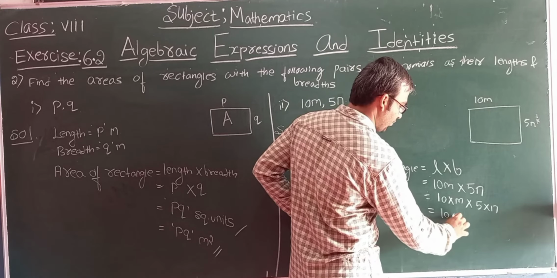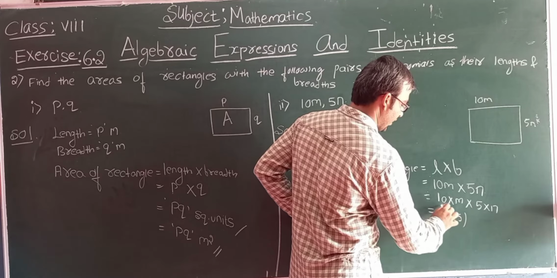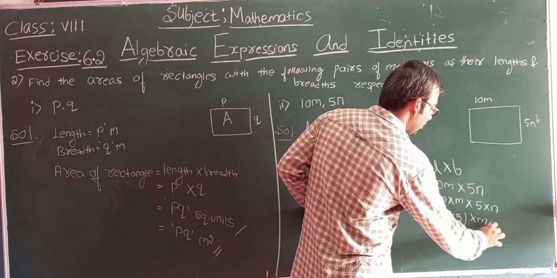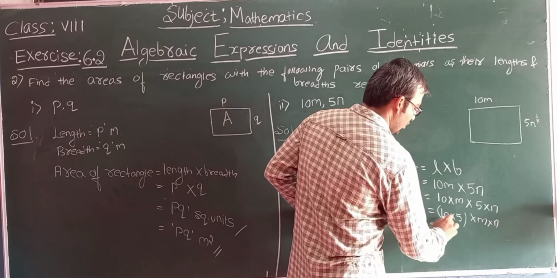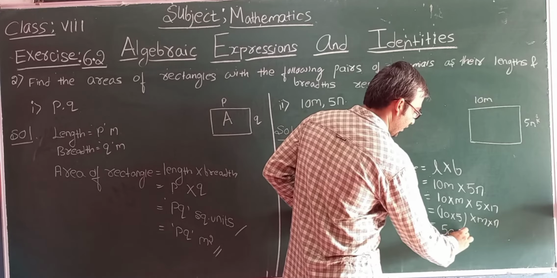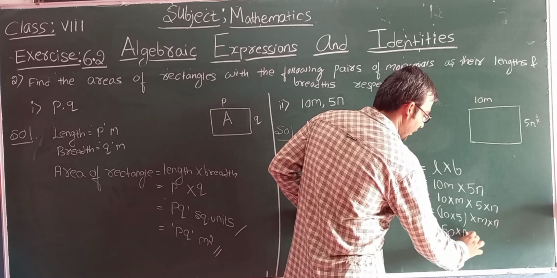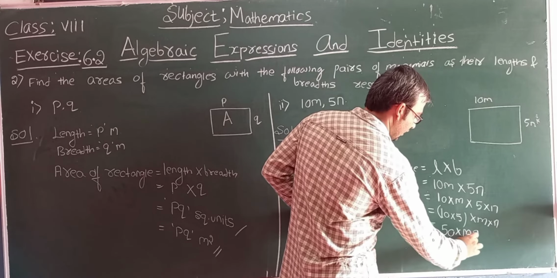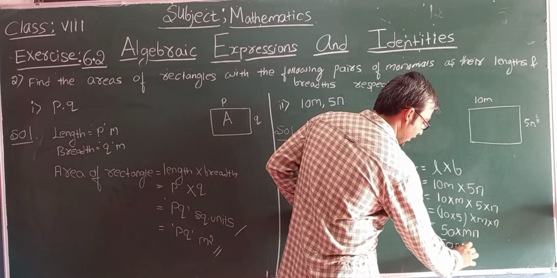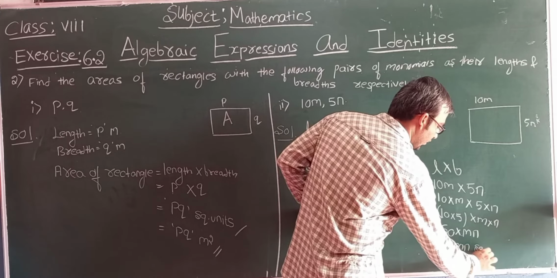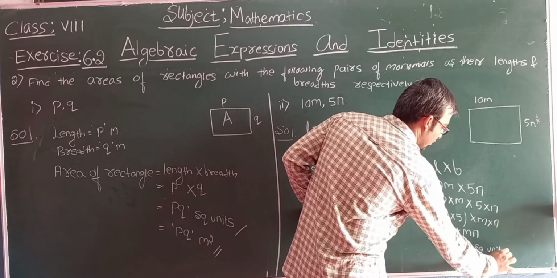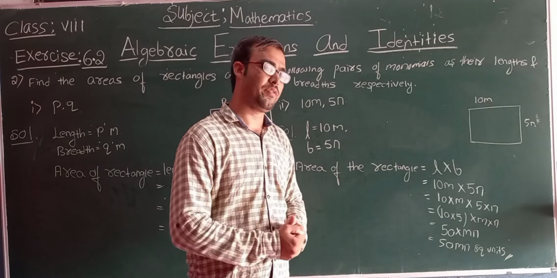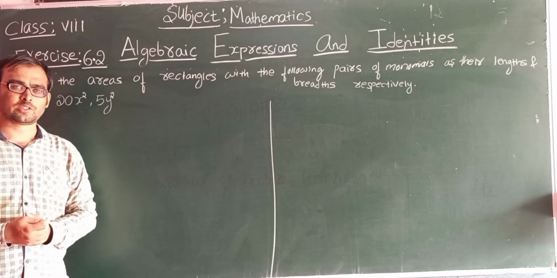Okay, so here 10 into 5, you can write this in brackets not to get confused, and here m into n. Okay, so 5 tens are 50, into m into n is mn. Okay, so you can write 50mn. 50 into mn is what? 50mn square units. Okay, then the area of this rectangle is what? 50mn square units. Students, now let us solve the third question.